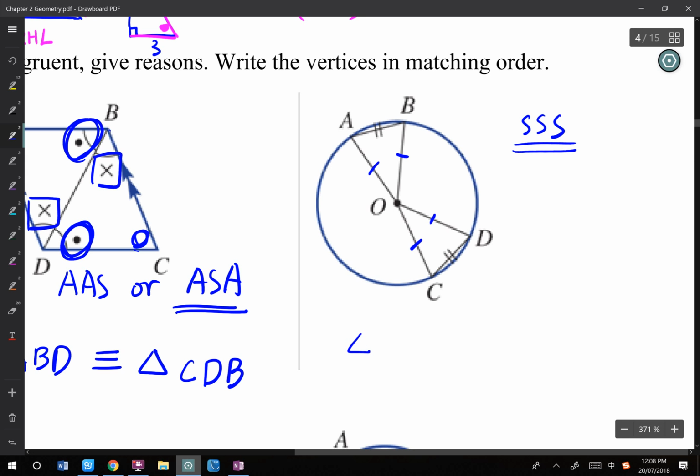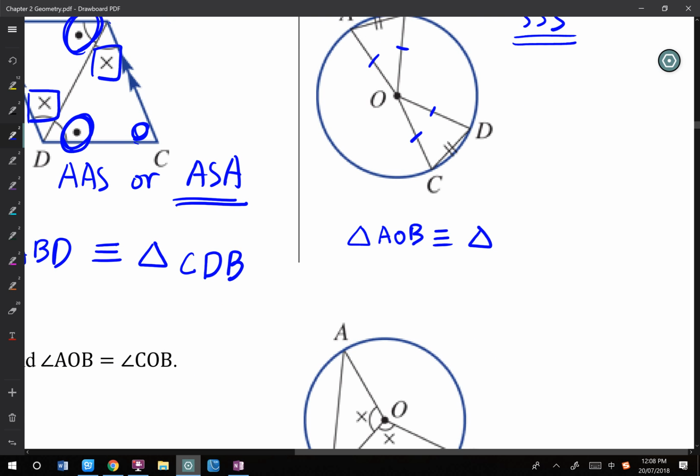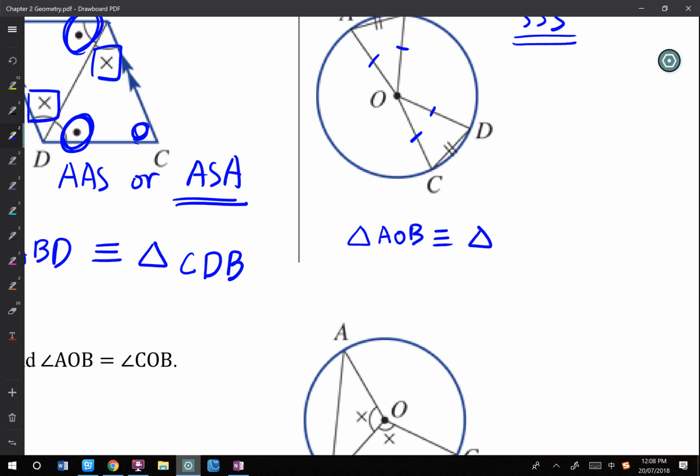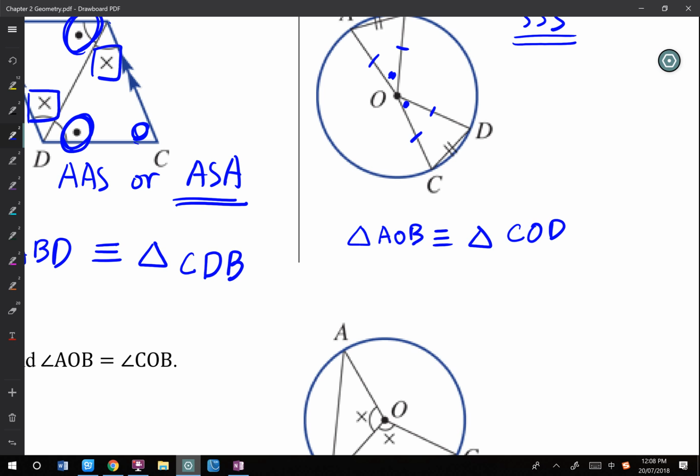Okay, if I write triangle AOB congruent to triangle, what do you write for the next one? AOB. I heard that. Who said that? What's that? COD, or DOC will be the same because the angles are actually equal to each other. So COD. So this angle is the same as this one. So it's AOB and COD.